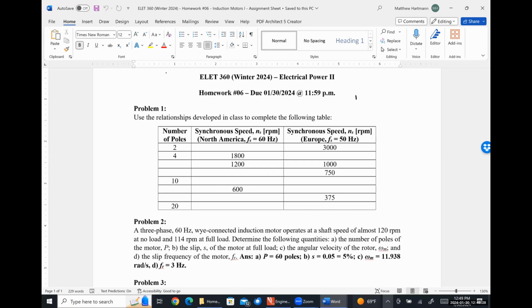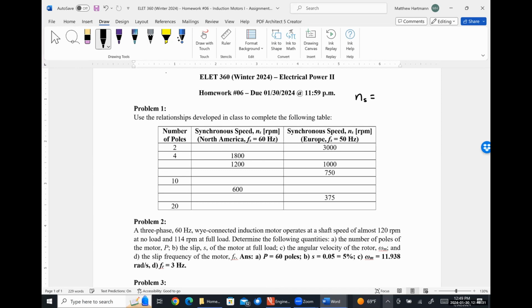So NS is equal to 120 times frequency divided by the number of poles. So you're literally just doing 120 times 60 hertz divided by 2, which will give you 3,600 here and so on and so forth. There's enough information to just apply that equation a whole bunch of times and figure out what the speeds will be for different motors here in the US and in Europe, based on the number of poles and their operating frequency. So that's easy enough.